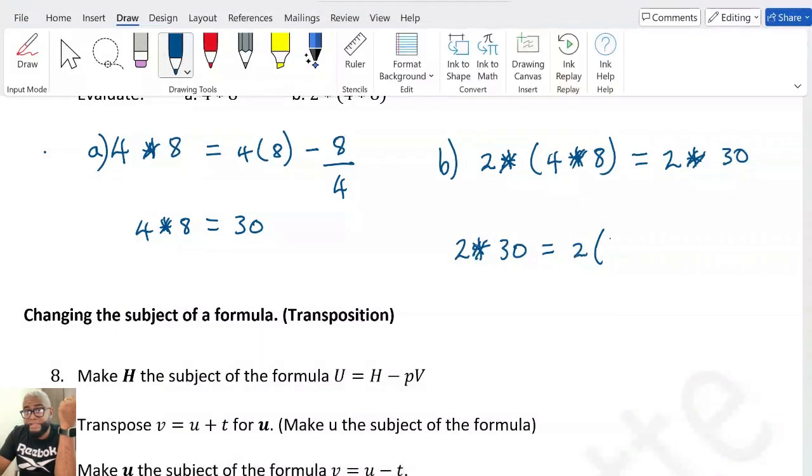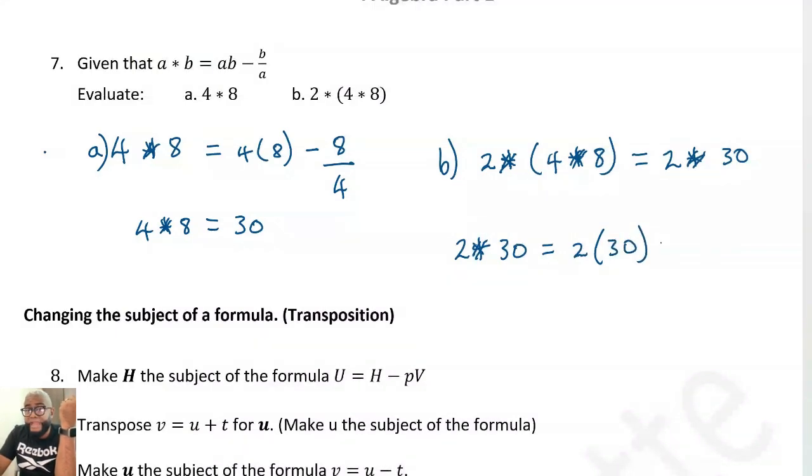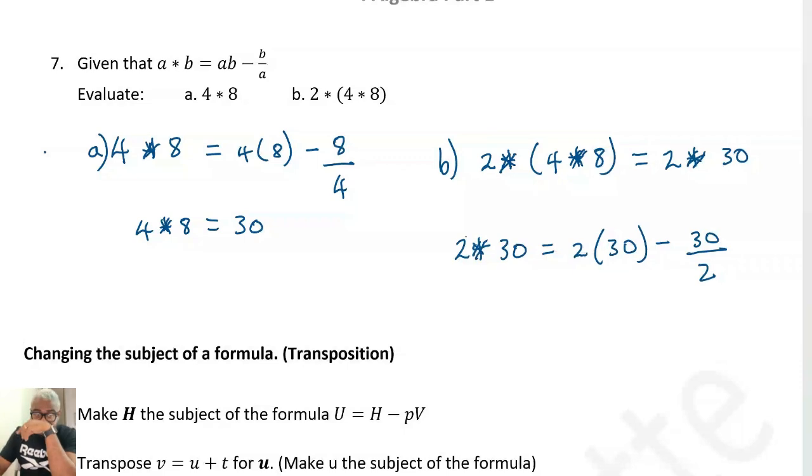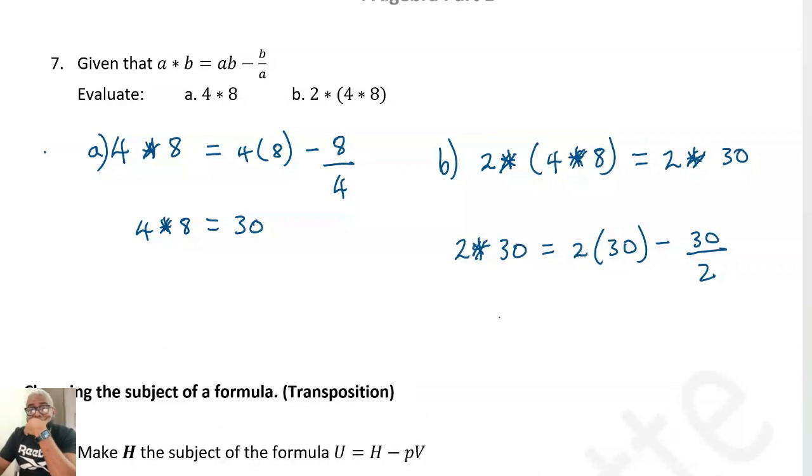So 30, very good. 30 minus what is b? 30 over 2. a is 2. See how easy this is? So you get 45. So this here is my final answer. It's like a binary operation within a binary operation. Take your time.